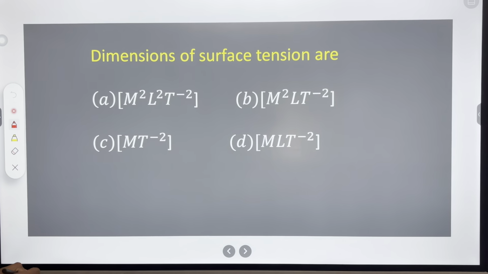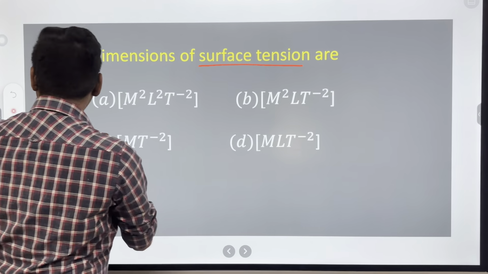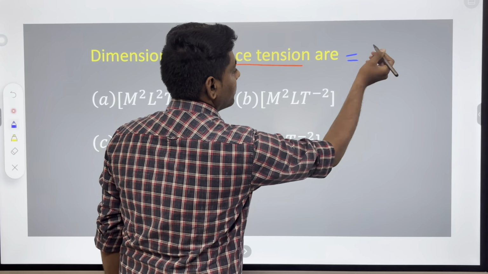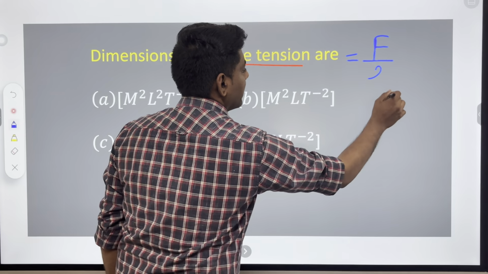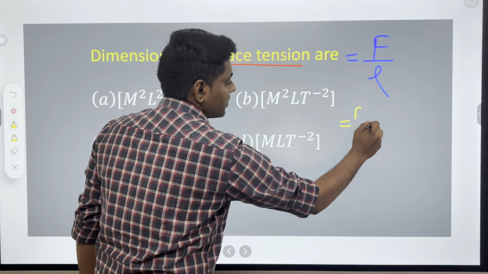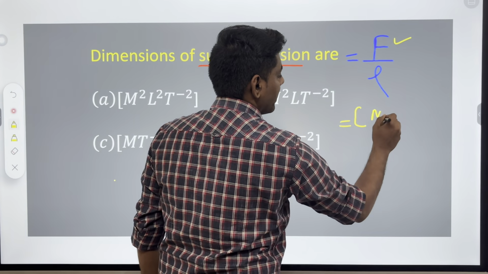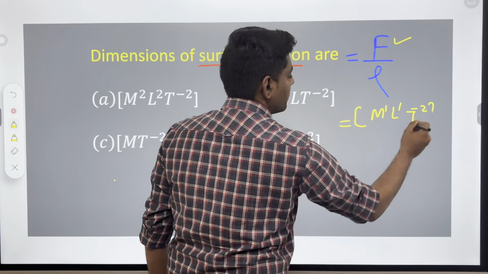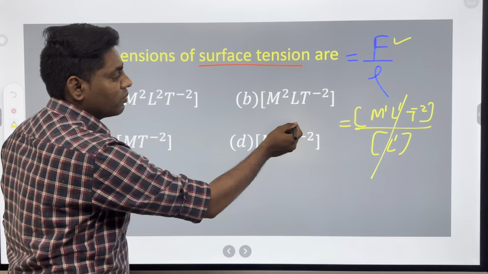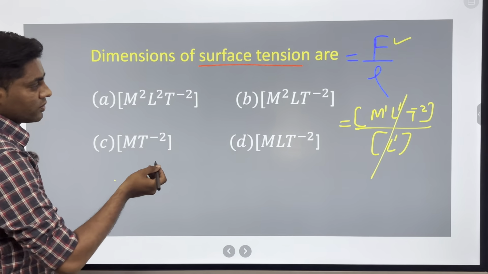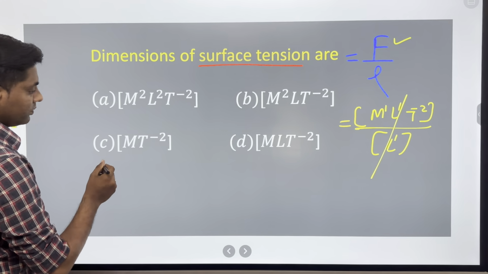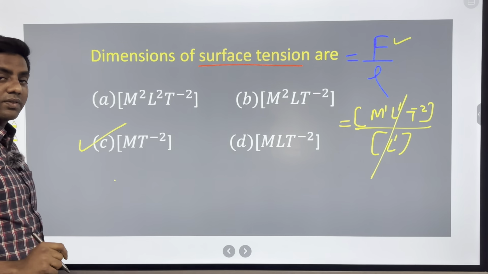The dimension of surface tension. The formula of surface tension is force per unit length. We know the dimension of force is M1 L1 T minus 2, and the dimension of length is L1. So L1 gets cancelled, and we get M1 L0 T minus 2. So now the option is C.